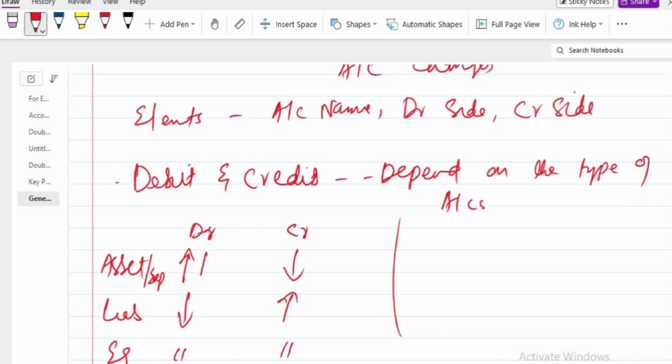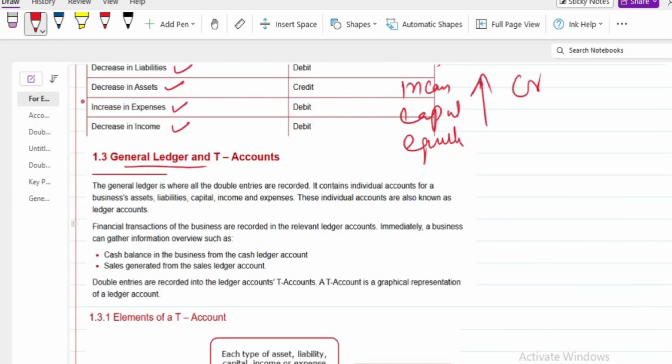Now let's move on to the book. Look here. The general ledger is where all double entries are recorded. It contains individual accounts. We have discussed this, like asset, liability, expenses. These individual accounts are also known as ledger accounts. Financial transactions of the business are recorded in the relevant ledgers. Immediately, a business can get an overview such as cash balances from the cash ledger account and sales generated from the sales ledger account. So double entries are recorded into the ledger accounts, T accounts, and a T account is a graphical representation of the ledger account. Fine. We have discussed this.